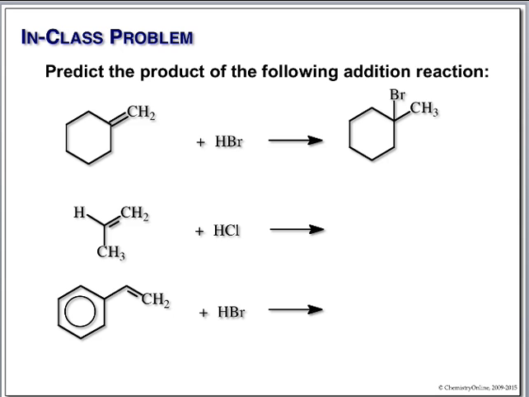Our next one, this would be a primary carbocation. This would make a secondary carbocation. The carbocation will form here. Chlorine will add, and that will be our product.